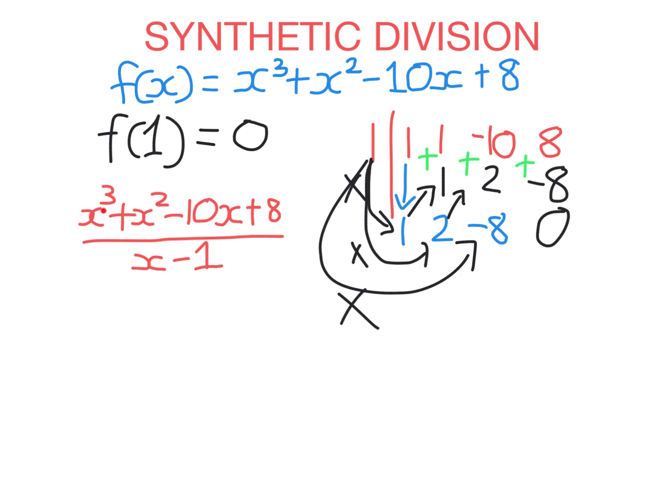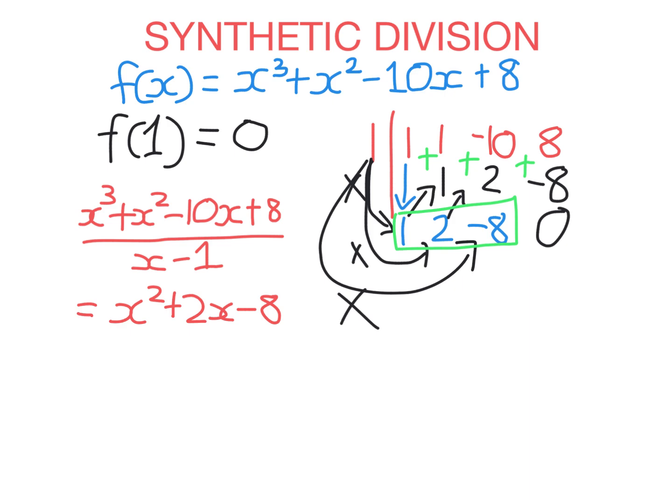Now we know when we divide a cubic by a linear polynomial, the answer is a quadratic. These three numbers are the coefficients of the quadratic. This is the coefficient of x squared, x, and constant term. So we've figured out that the answer to this division is x squared plus 2x minus 8. Now that the final number obtained was 0 means there's no remainder, which is what we expect because we knew x minus 1 was a factor. So this is exactly the same result we would have obtained had we used polynomial division.